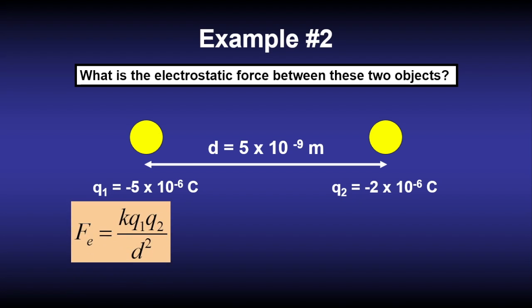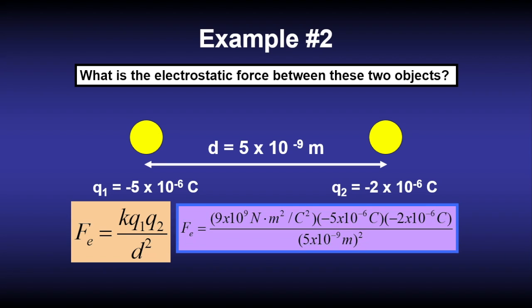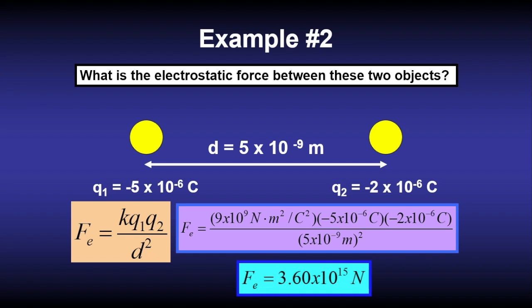I write down my equation, and then, just like I said before, it's just a matter of plugging in our variables. We identified Q1, we identified Q2, and we identified the distance. So we plug all that into our equation, multiply everything through, and then divide by the distance squared. We find out that the force between these two objects should be about 3.6 times 10 to the 15th newtons. Notice how this force is so much bigger than our last force, but one of the main reasons is that the distance is so much closer.